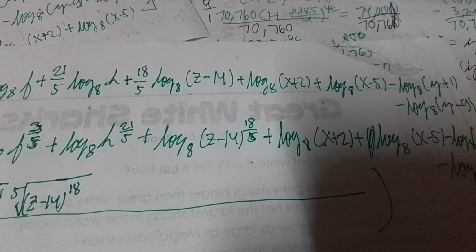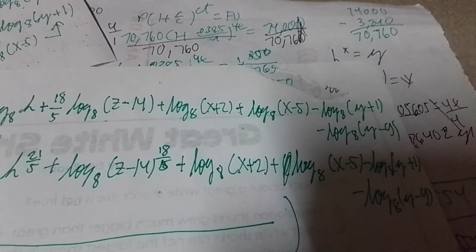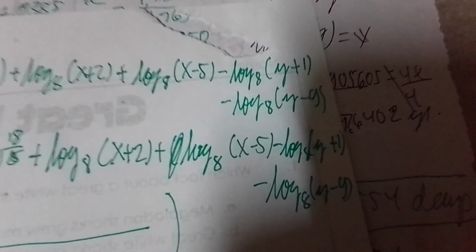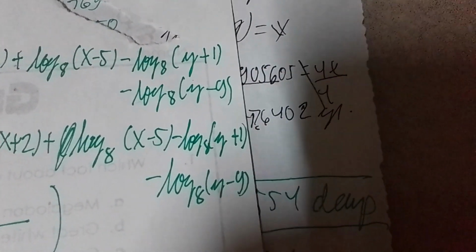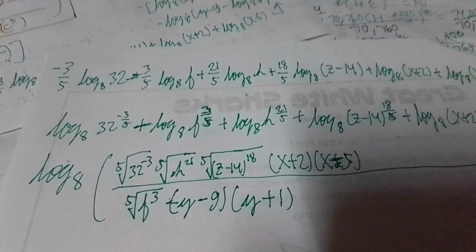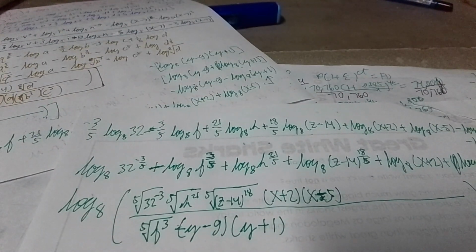And then we have plus log base 8 of x plus 2. So therefore we have x plus 2, and then x minus 5 pala. That's minus. Okay? Naka-plus, so it's on the top. And then minus log base 8 of y plus 1. So yan, nasa baba. Even that 1, nasa baba din. So therefore we have y minus 1, y plus 1. So that's our final answer. But actually, we can still simplify this further.